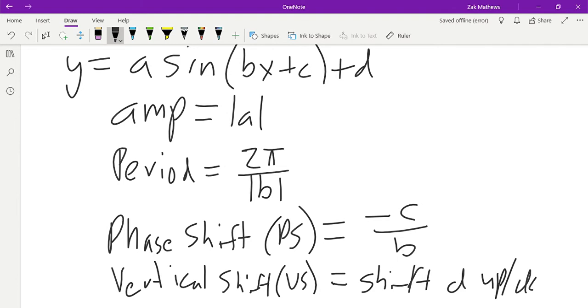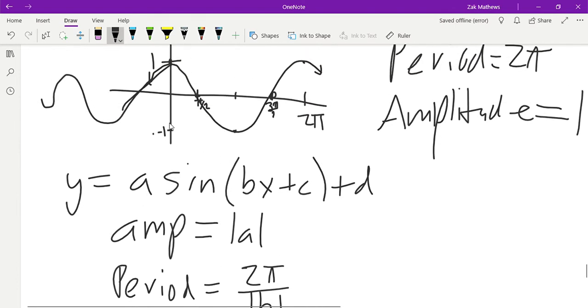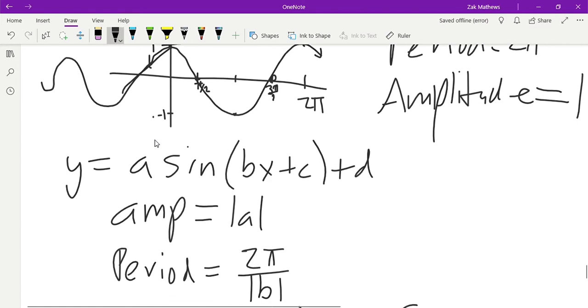Depending on if it's positive or negative. So that one's exactly like we've defined it before, because it doesn't continue infinitely up and down. Vertical shift makes a lot of sense to use that terminology.